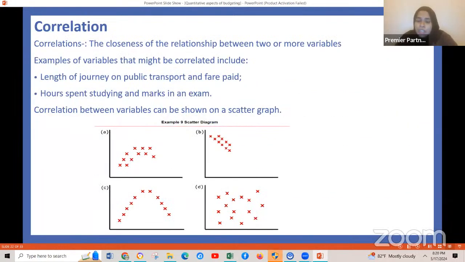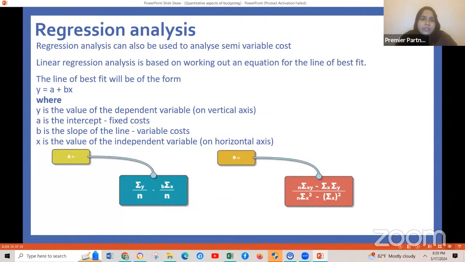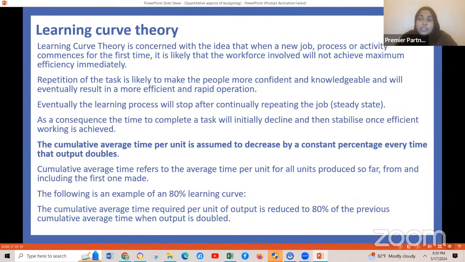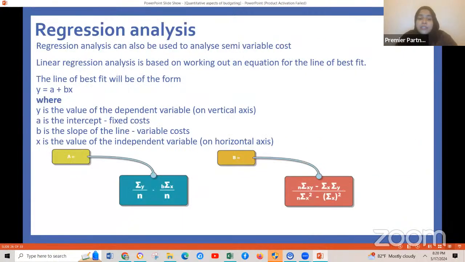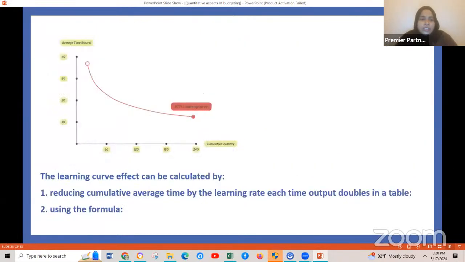Then you can find correlations between two variables. You can use regression analysis to calculate a and b, which is what you call fixed cost and variable cost. To find fixed cost and variable cost, you can use the high-low method or you can even use regression analysis.